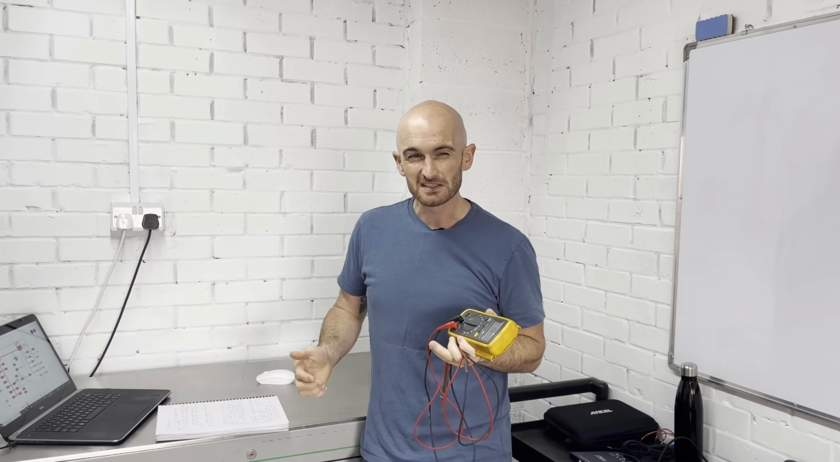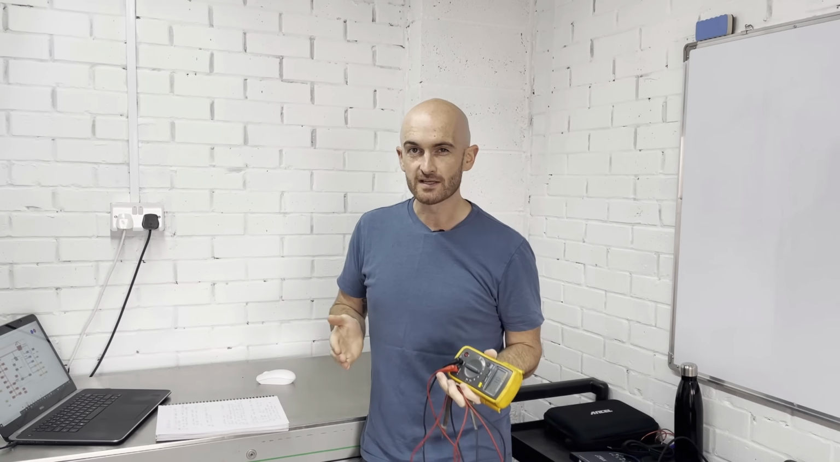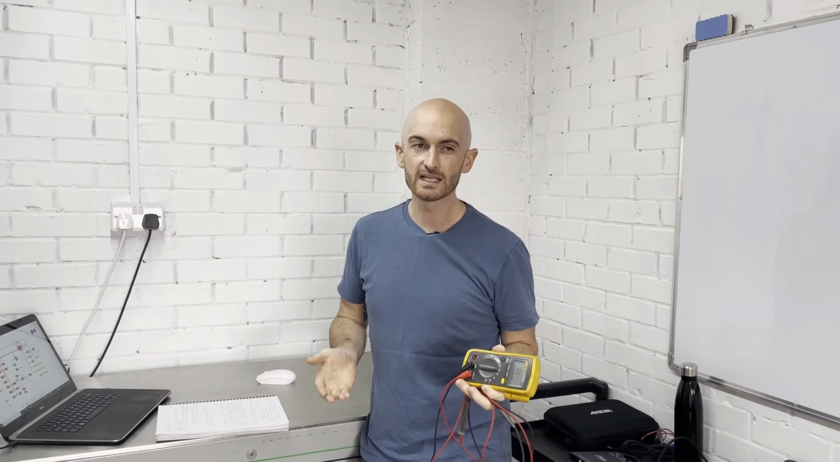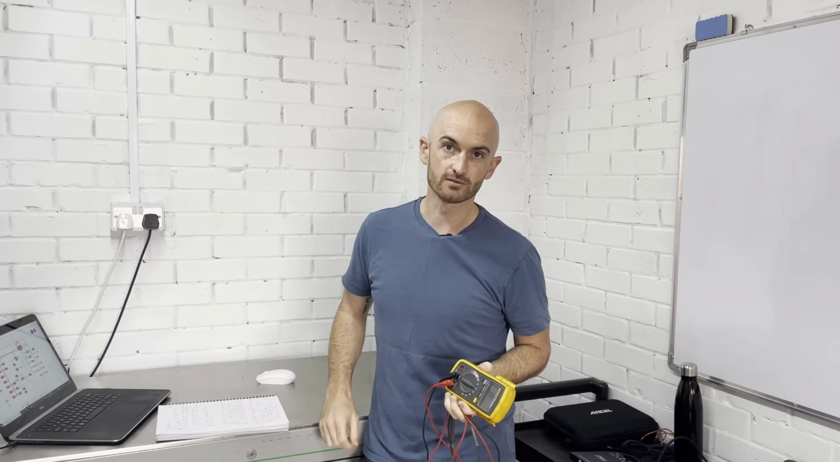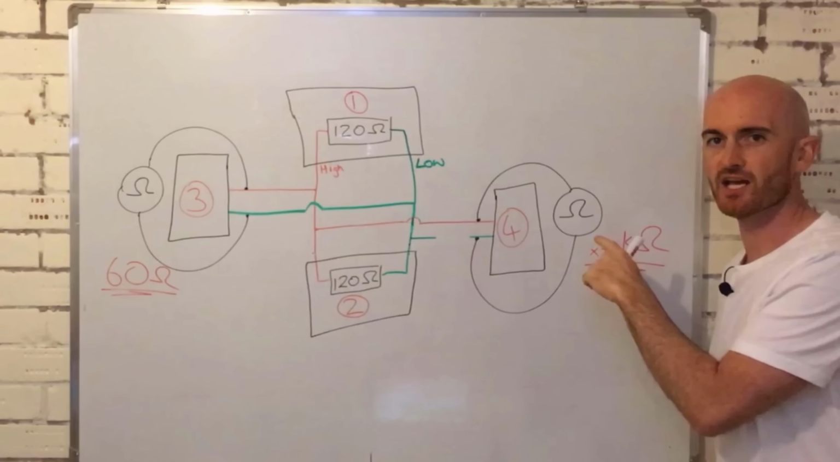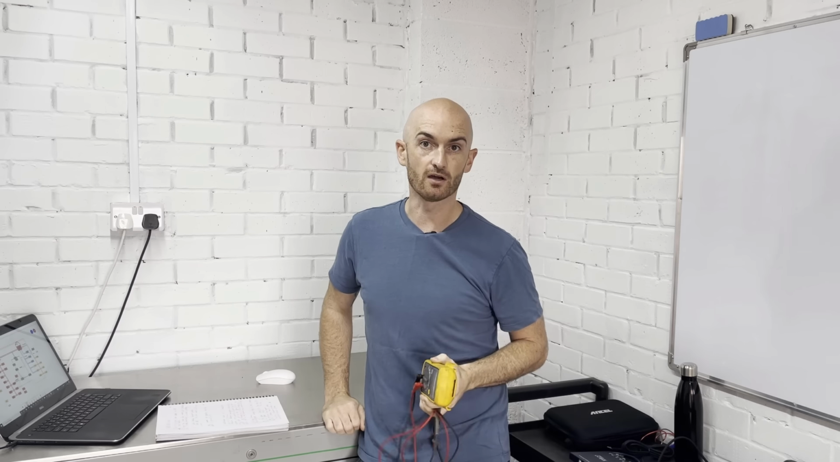Now, this isn't the be-all and end-all. It doesn't test the whole network. Really, all you're testing is the two ends. I've got a really popular video on this. Go and check that out, and it goes into depth on actual resistance checking of the CAN bus network. The other thing about the resistance check is it only works on a high-speed network.